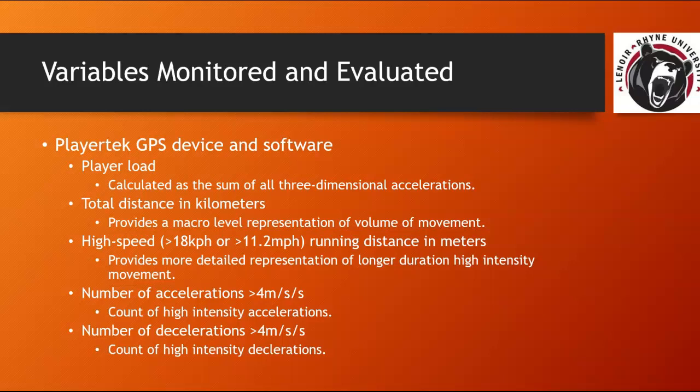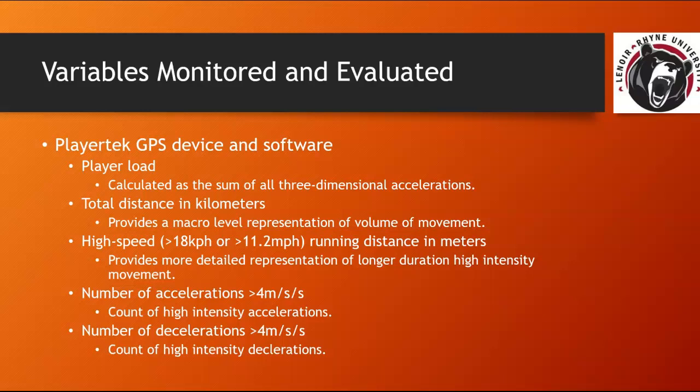We also have high speed running distance in meters. So this is established at a threshold of 18 kilometers per hour or a representation of 11.2 miles per hour. So any movements that were above that speed threshold was quantified and identified as high-speed running distance. So this provides us a little bit more detail about the longer duration, high-intensity movements that are taking place.